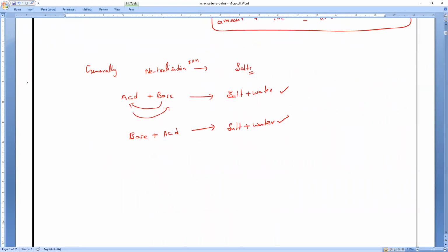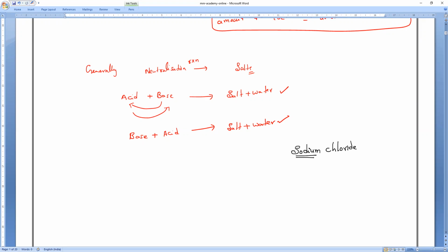So what is the reason behind why I am taking base plus acid instead of acid plus base? As we all know, can anybody tell me what is the first well-known salt for all of you? The well-known salt for us is sodium chloride. Sodium chloride actually has two parts.